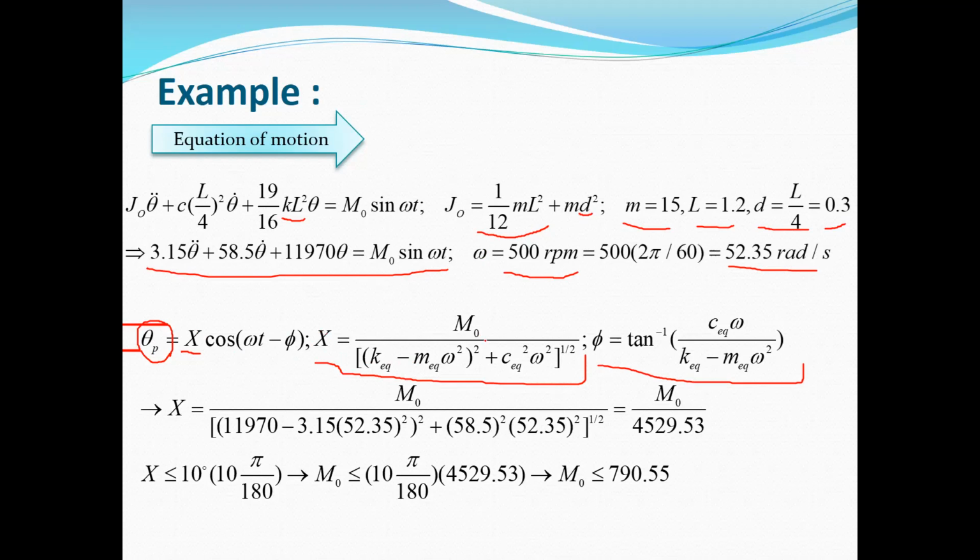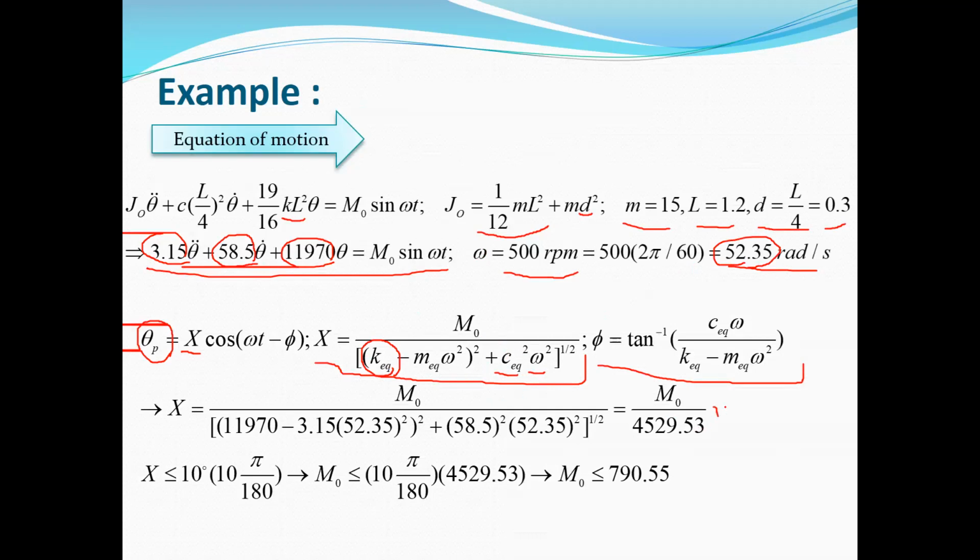Okay, we are only discussing the particular response in this problem. So we need to obtain M_0 when X is maximum. It has a maximum value of 10 degrees. So we can substitute the equivalent stiffness, mass, and C. As you know, the equivalent K is in fact the coefficient of theta. Here you can see this is the equivalent K. The equivalent mass is the coefficient of theta double dot, and the equivalent C is the coefficient of theta dot. So you can substitute here, and also we have omega, which is 52.35. This is the frequency of excitation.